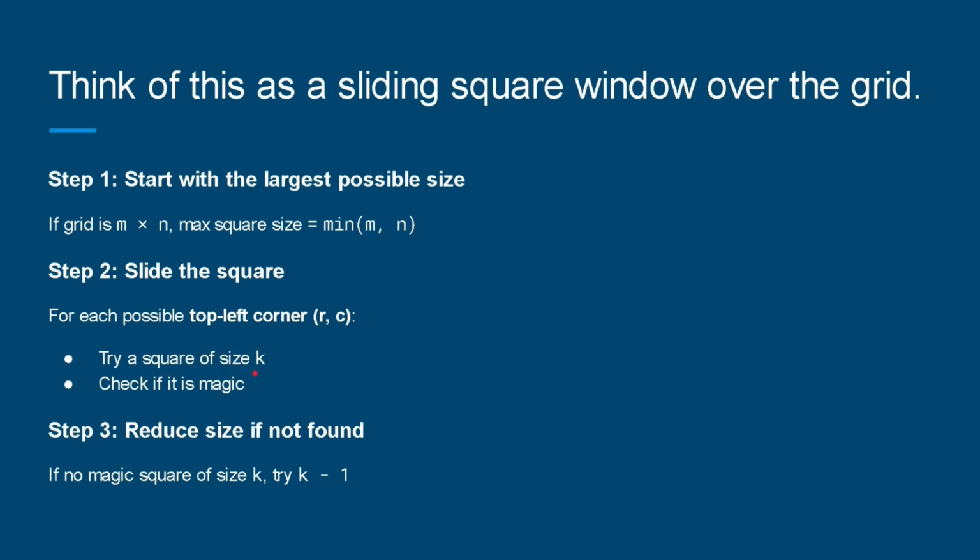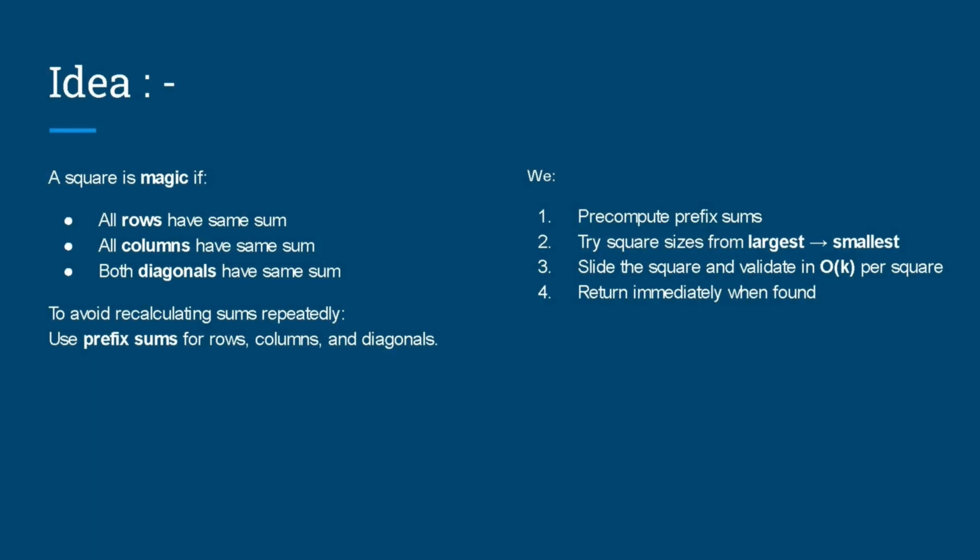So step two, we'll slide over the grid, and for each possible top left corner, we'll try to find a square with the size k, and if it is magic, we'll keep track of it. Then we'll reduce the size if not found; otherwise, try k minus 1, keep reducing the size by 1. Like that, one day you will find a magic square and you will have tracked it. Otherwise, you will keep going with the next size and track another one.